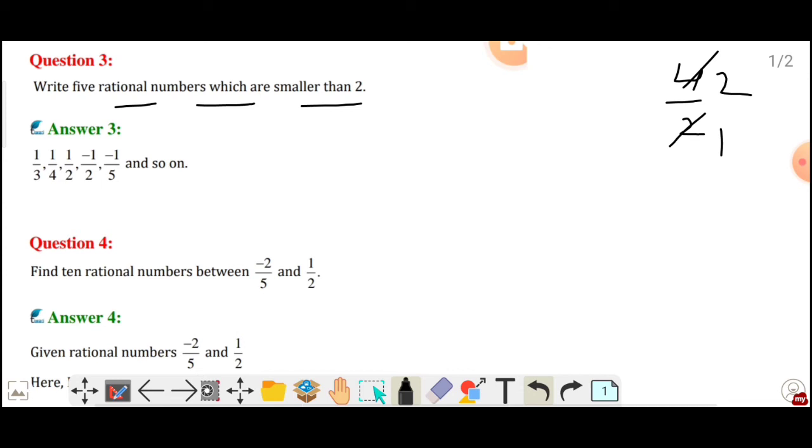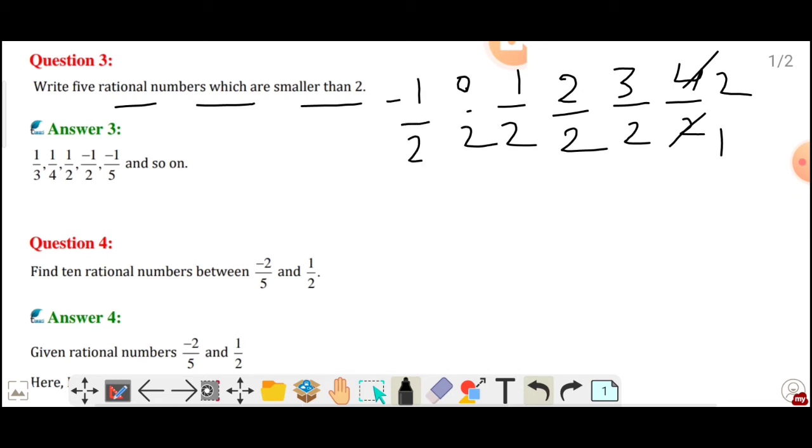The rational numbers which are lesser than 4 by 2 are 3 by 2, 2 by 2, 1 by 2, 0 by 2, minus 1 by 2. So many rational numbers are there. Since we want only 5, right? Therefore, minus 3 by 2 is the first number, and so on for the second, third, fourth, and fifth number. This will be your answer.